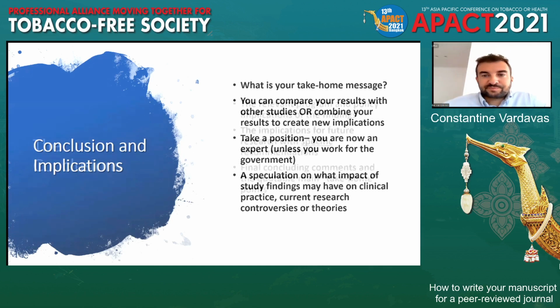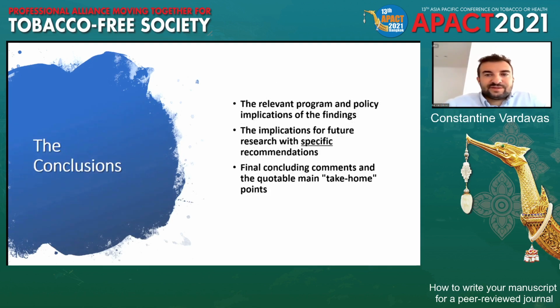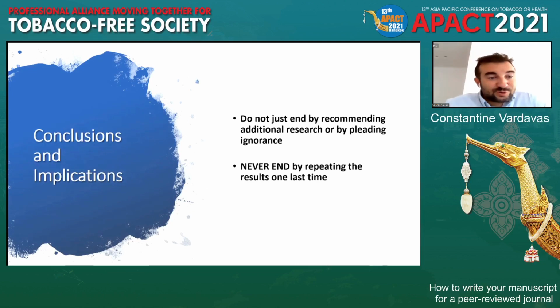For instance, you want to have a very specific point, so you want to have specific recommendations, very straightforward, specific recommendations. You can have some final concluding comments, but one of the main problems that often pops up in the conclusion section: you do not just end by saying that additional research is needed. I used to do that as well. It's not a very good way to end a manuscript, unless indeed additional research is needed, because it's very gray zone.